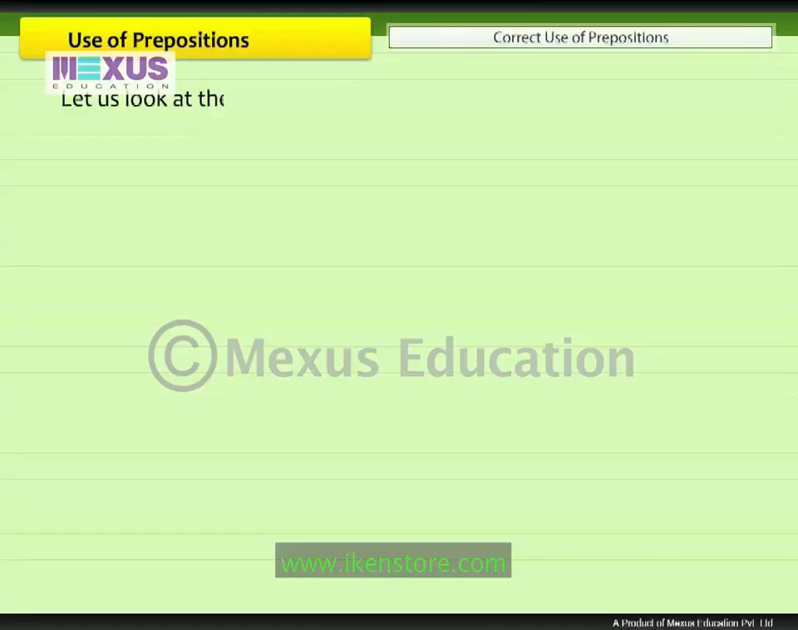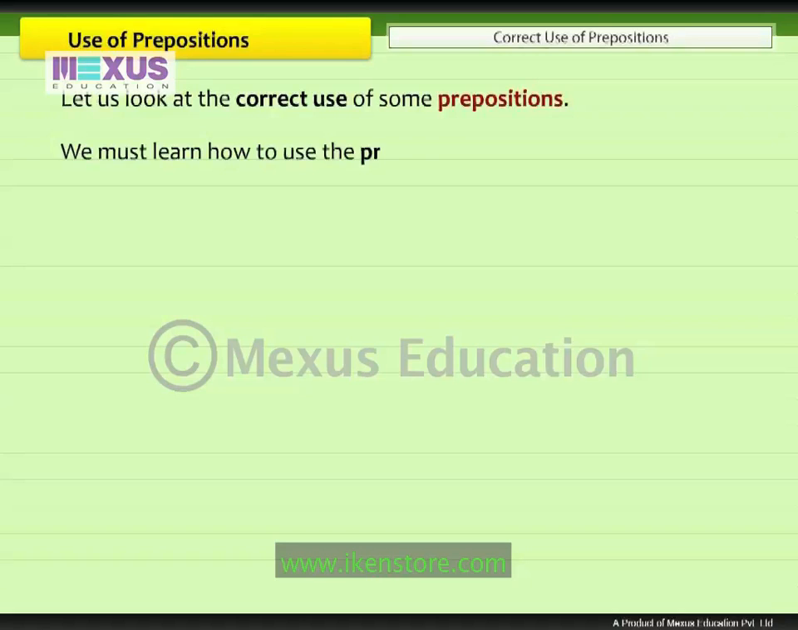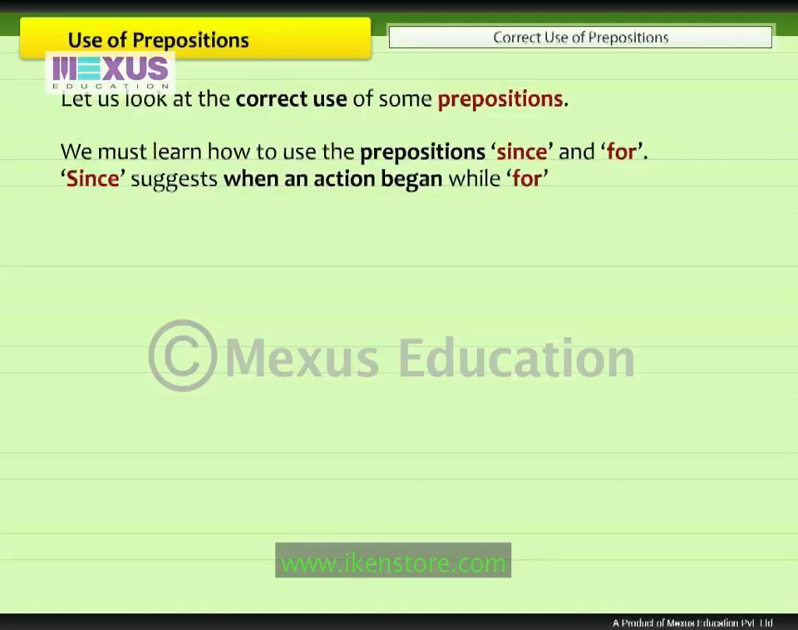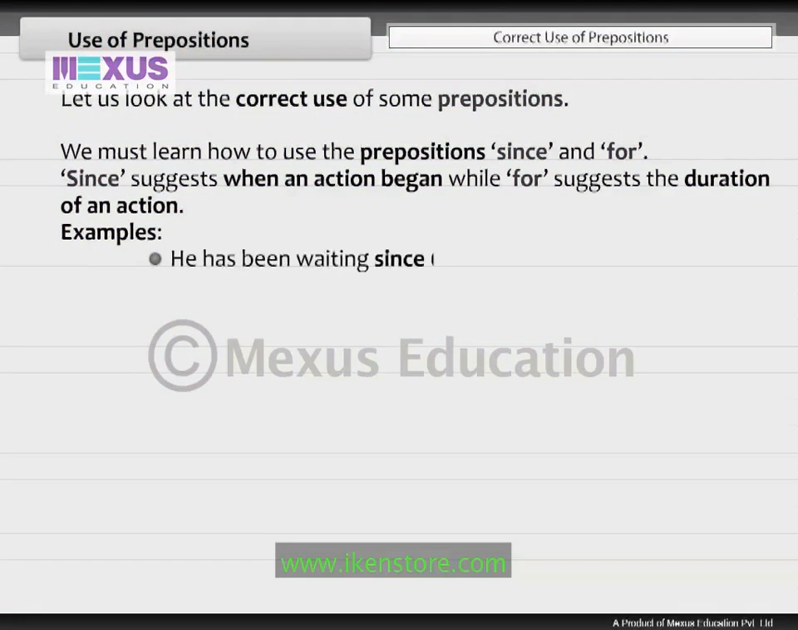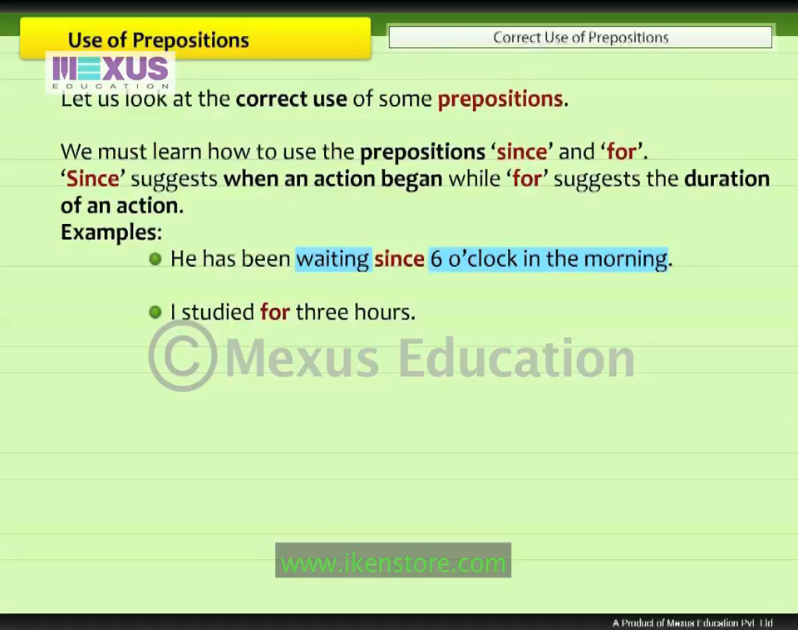Let us look at the correct use of some prepositions. We must learn how to use the prepositions since and for. Since suggests when an action began, while for suggests the duration of an action. Read these examples. He has been waiting since 6 o'clock in the morning. Since is used to indicate that the action of waiting began at 6 in the morning. I studied for 3 hours. For indicates that the duration of studying was 3 hours.